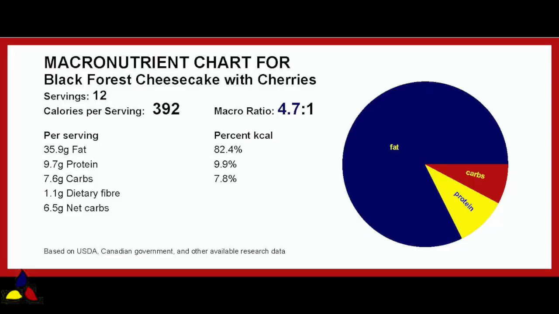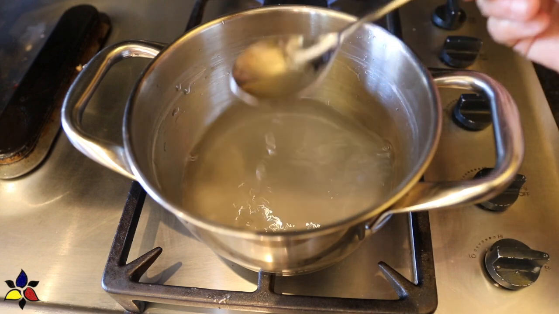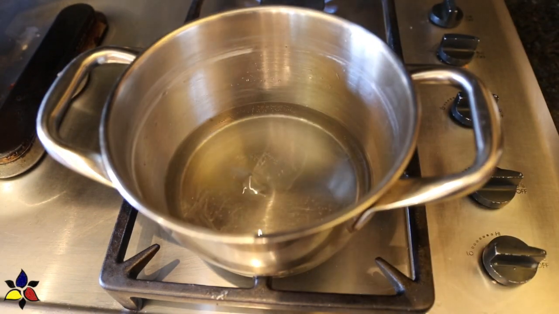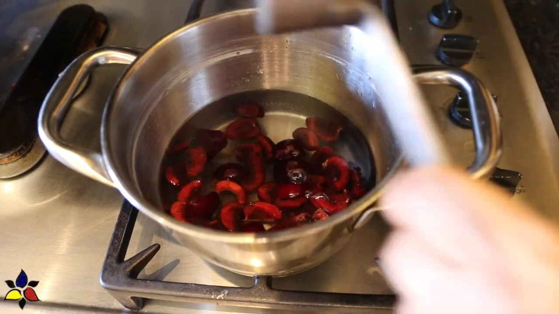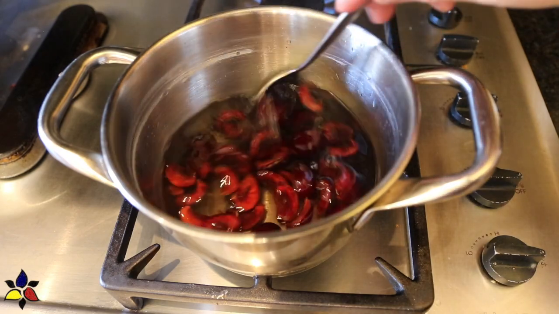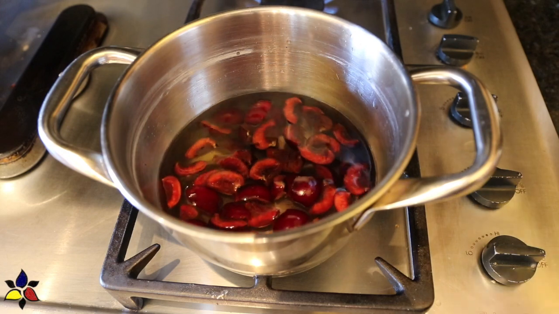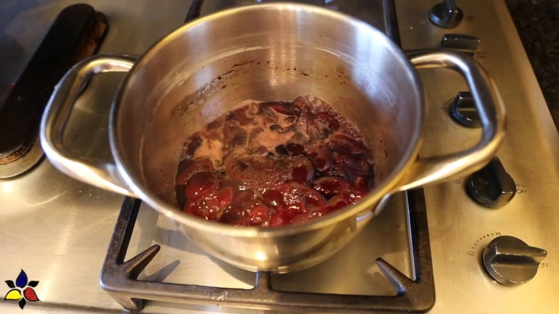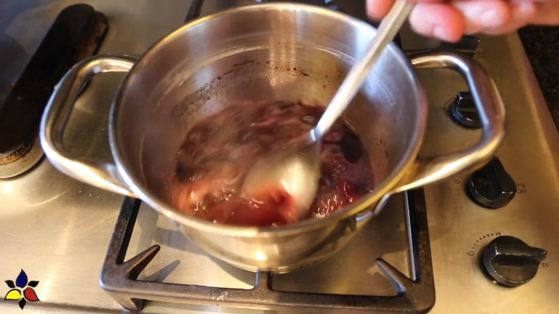Now for the alternative. Here's the macronutrient chart for the low-carb Black Forest cake with black cherries. As I've already explained, as a diabetic, I find that very small quantities of cherries, due to their high fructose, affect me negatively and raise my blood sugar. So I can't make this version, but if you want a more authentic Black Forest cheesecake, all you have to do is follow the same steps up to the point where you're using strawberries. At this point, you simply replace the strawberry pieces with pitted and quartered fresh cherries.